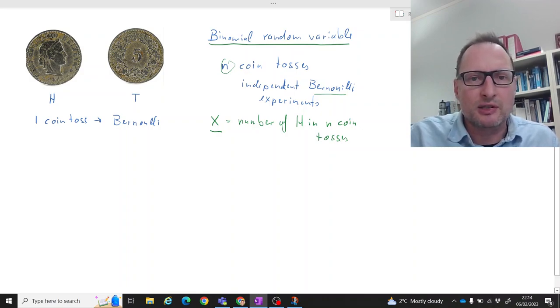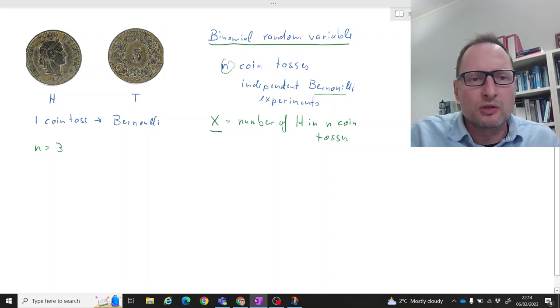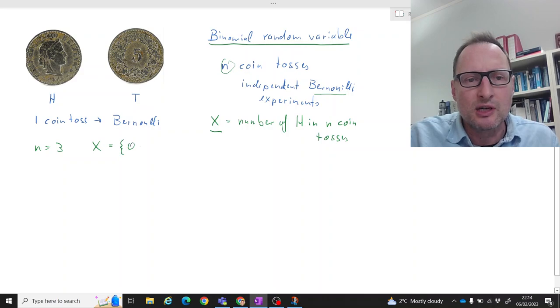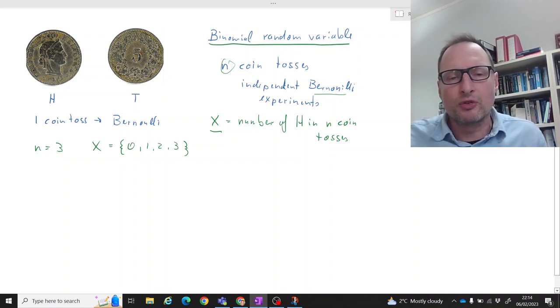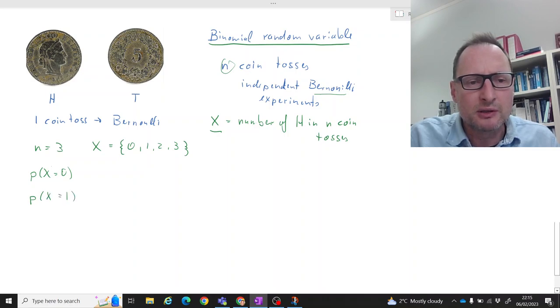So let's think about a practical example. Let's think about n being equal to 3. So X is the number of heads in 3 coin tosses. What is the sample space for X? Well, it is 0, 1, 2, or 3. We can really only have one of these 4 outcomes. That means what we now want to establish is: what is the probability that X is equal to 0? What is the probability that X is equal to 1? Or equal to 2, or equal to 3?